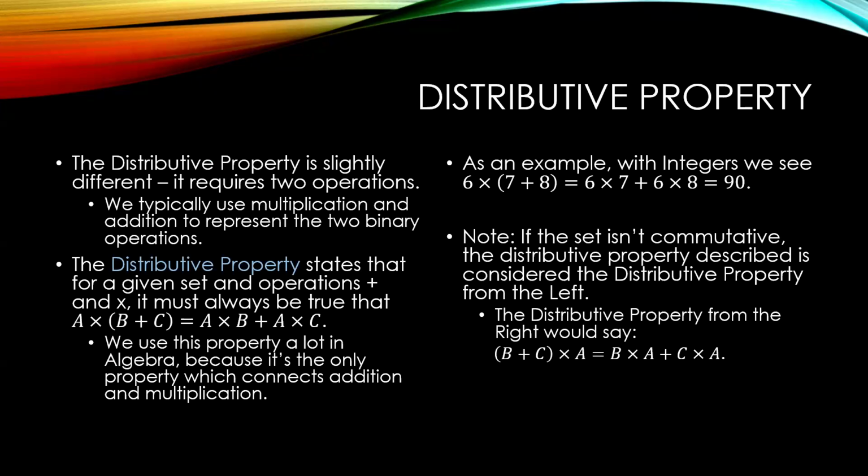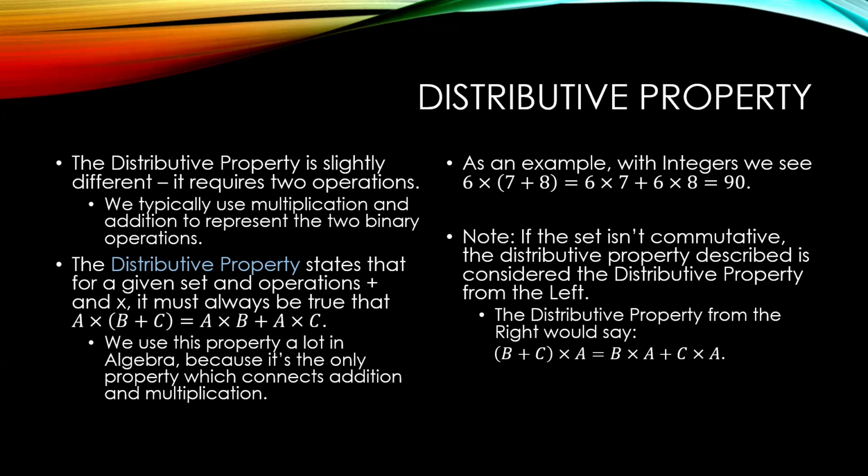Our next one's a little different, the distributive property. The distributive property requires 2 operations. And so we typically use multiplication and addition to represent the 2 binary operations because that's where we see the distributive property most often. And so the distributive property states that for a given set and operations addition and multiplication, it must always be true that A times (B plus C) is equal to A times B plus A times C. We use this property a lot in algebra because this is the only one which connects addition and multiplication. As an example, 6 times (7 plus 8) is the same as 6 times 7 plus 6 times 8. Both are going to give you 90.